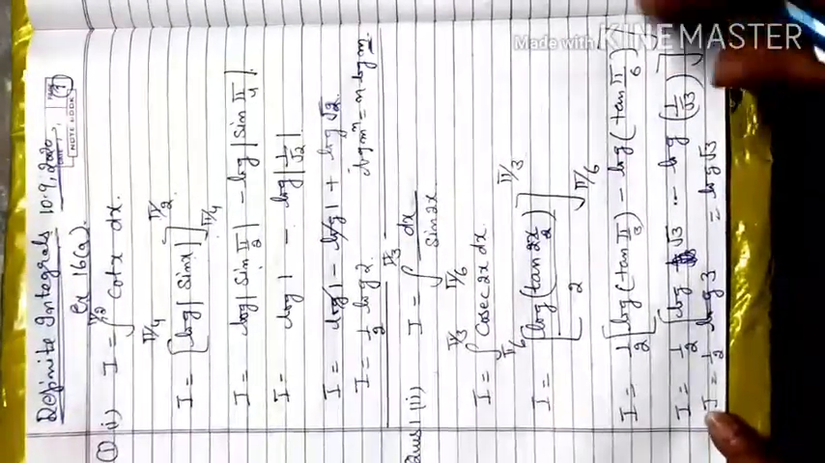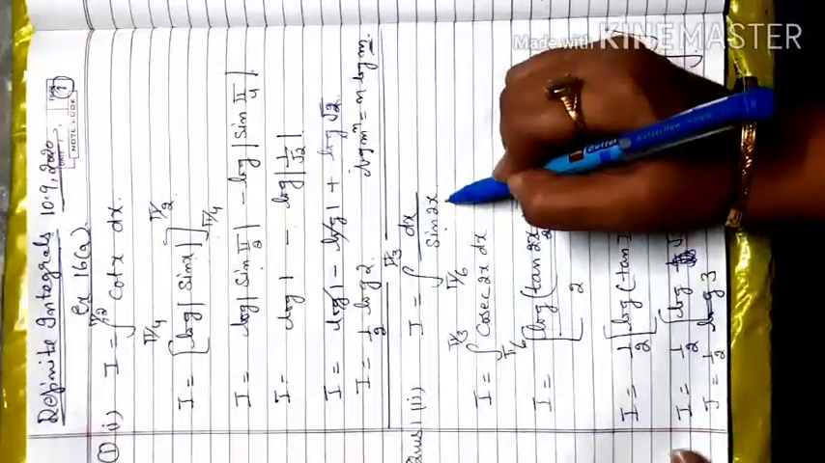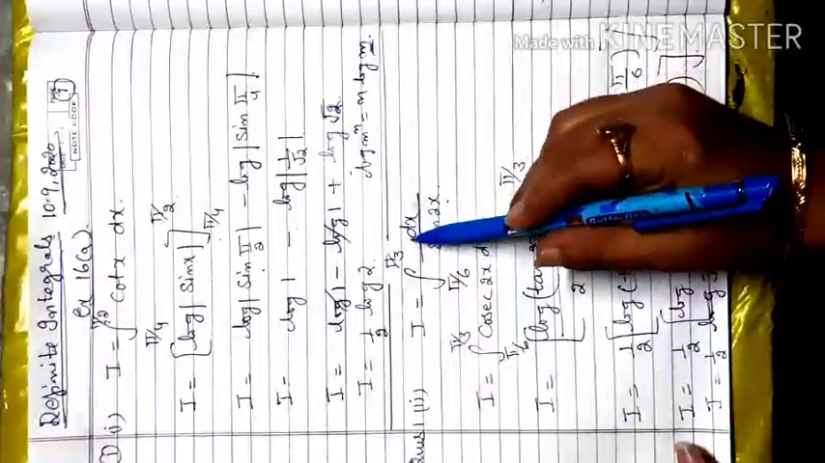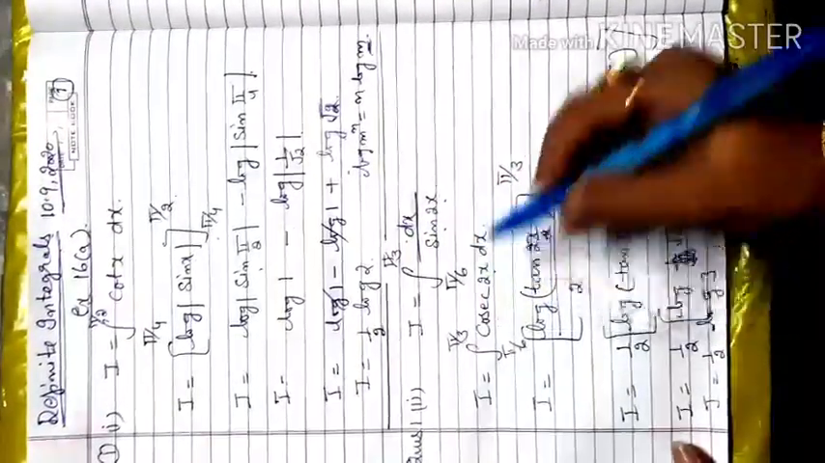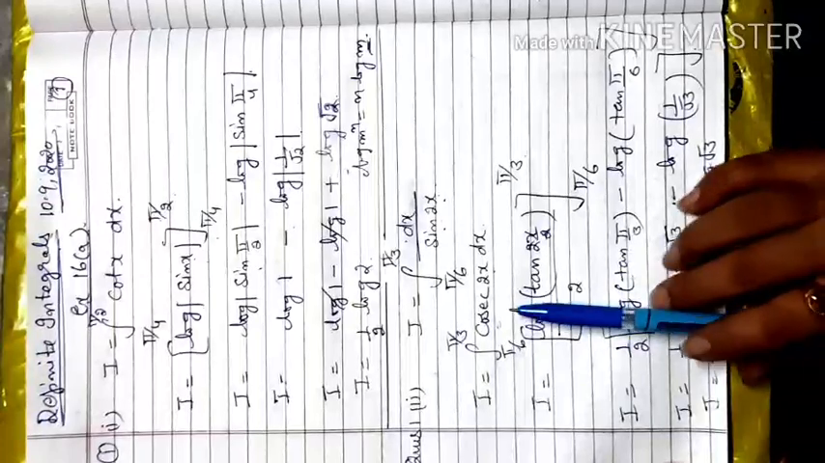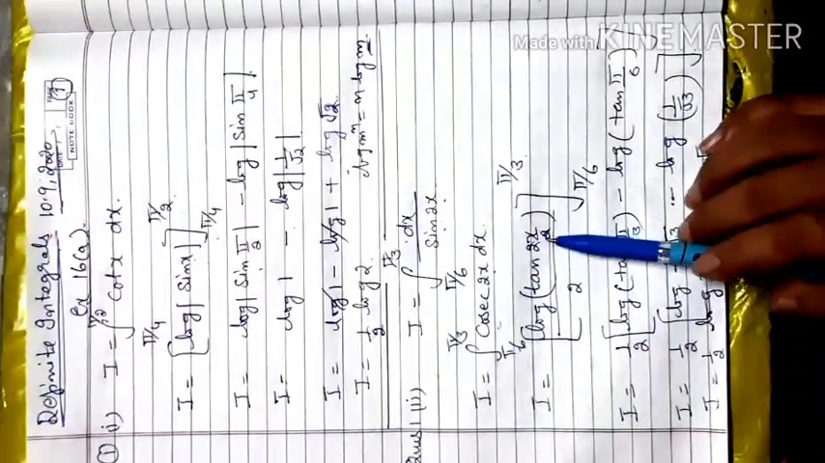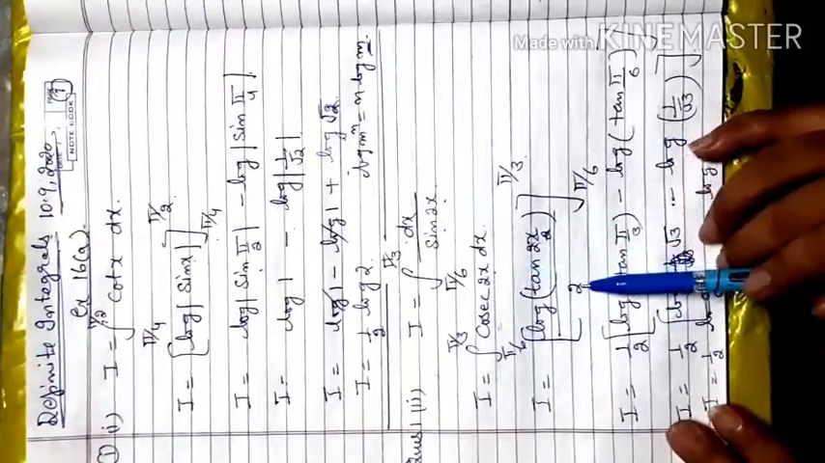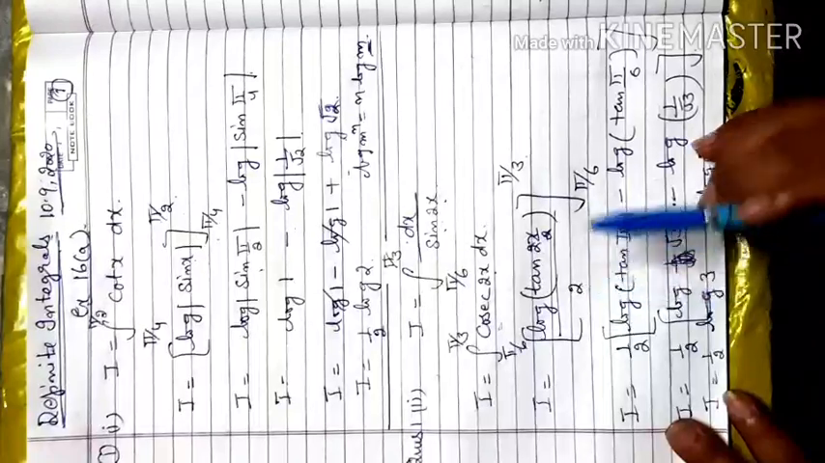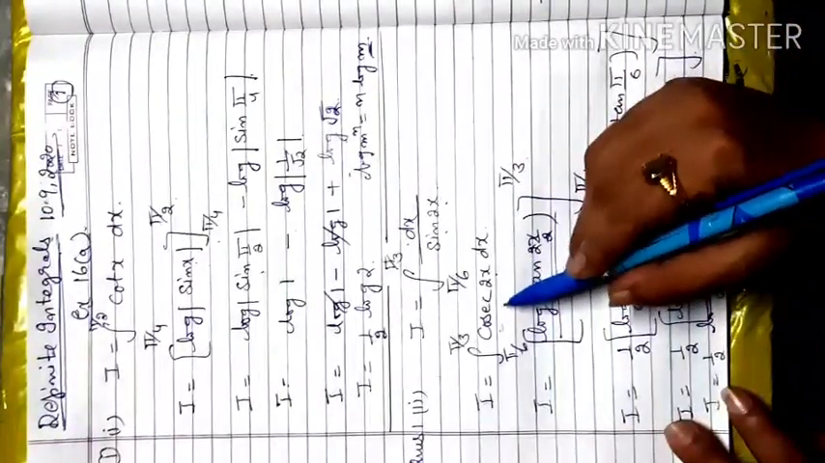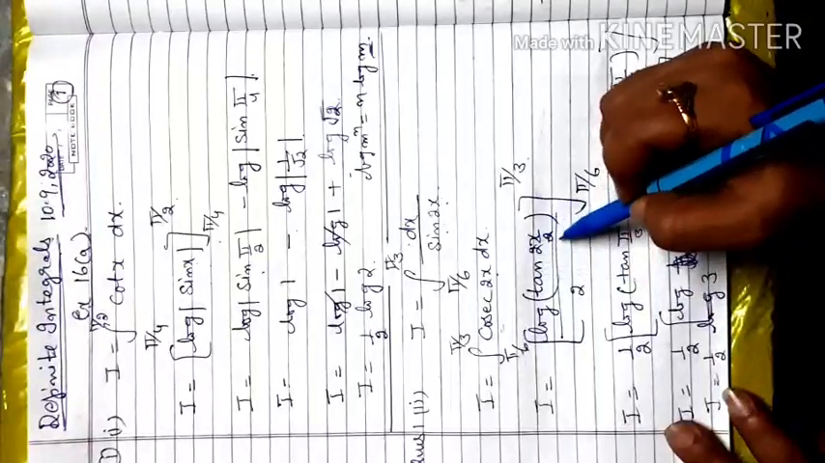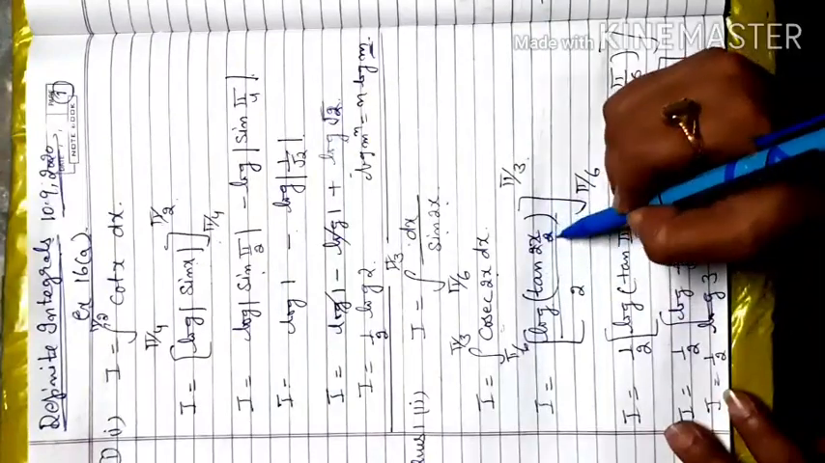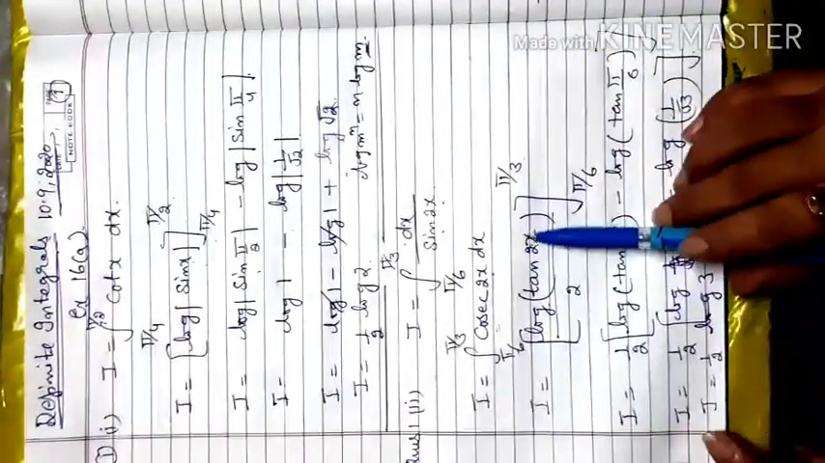Next is the first question, second part. This is 1 upon sine 2x, with limits pi by 6 to pi by 3. So 1 by sine 2x is converted to cosecant 2x, and the integration of cosecant 2x is log tan 2x by 2, and the differentiation of 2x should be written in the denominator. This is because the integration of cosecant x is log tan x by 2. That's why I write it, because in place of x this is 2x, then log tan 2x by 2, the 2 will be cancelled, only tan x and the 1 by 2 are left.